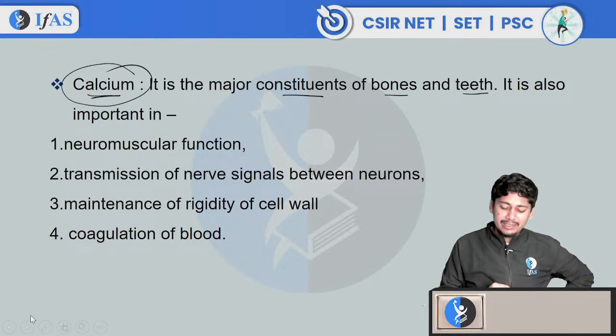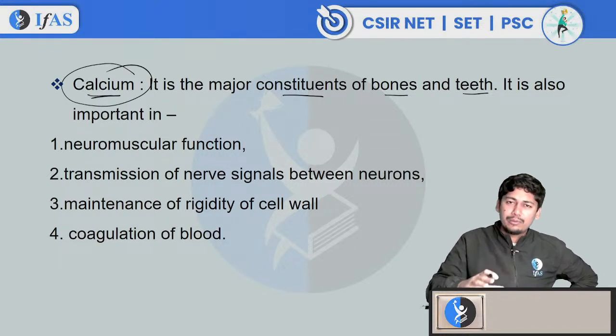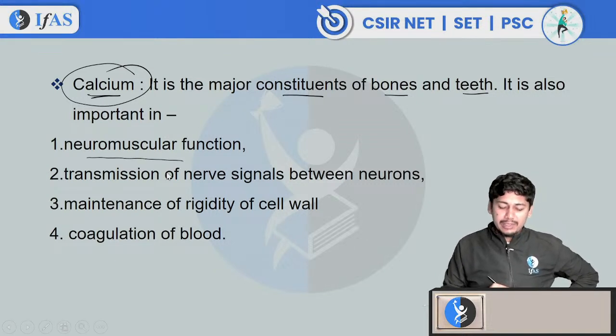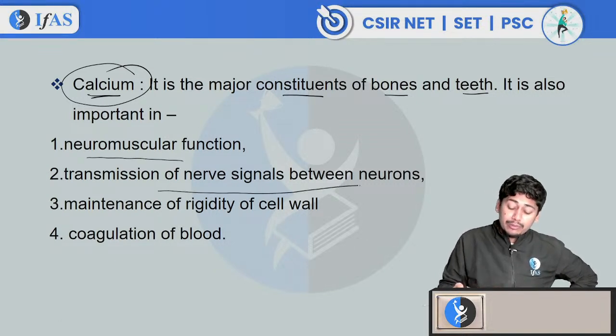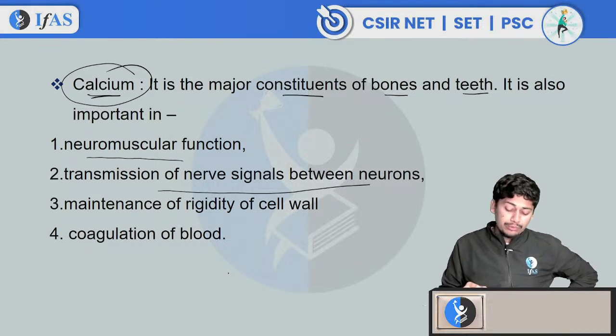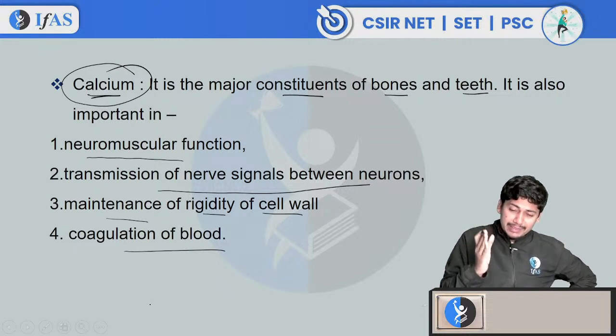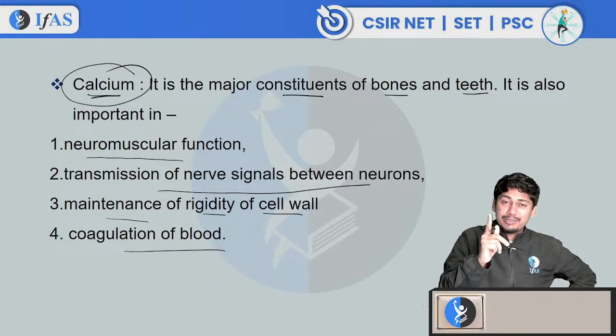Calcium is necessary, and not only for this purpose, but also for neuromuscular function, transmission of nerve signals between neurons, maintenance of rigidity of the cell wall, and coagulation of blood. For these kinds of processes, calcium is necessary.